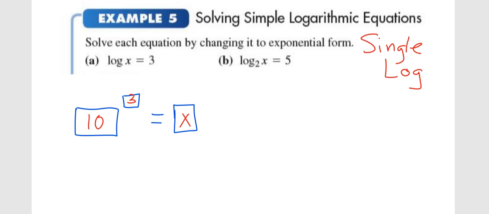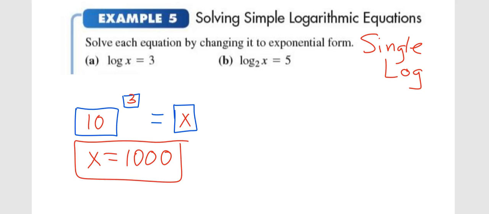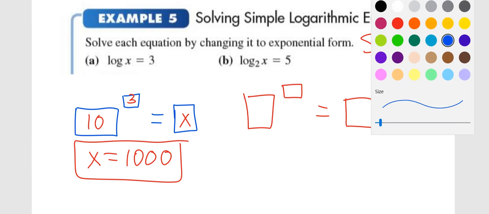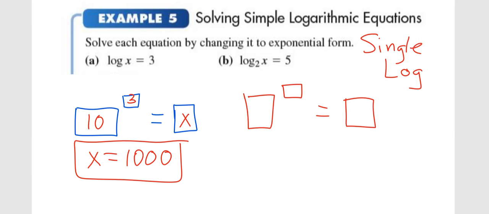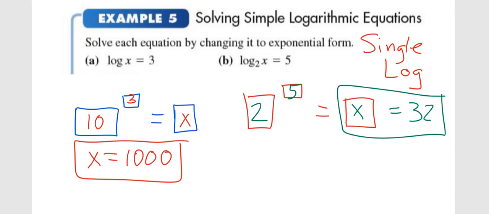Anyway, so we get an x value of 1,000. So if it's a single logarithm, we can switch it to its exponential form. 2 is the base, 5 is the exponent, x is the argument that it equals, and everybody knows that 2 to the 5th is 32.